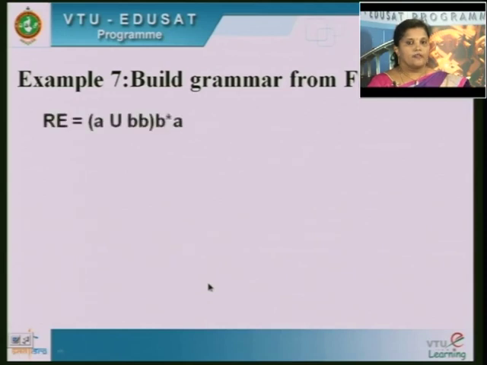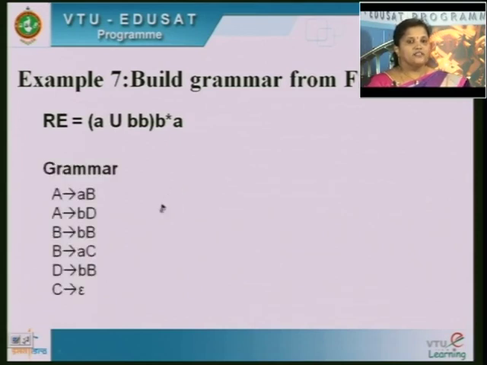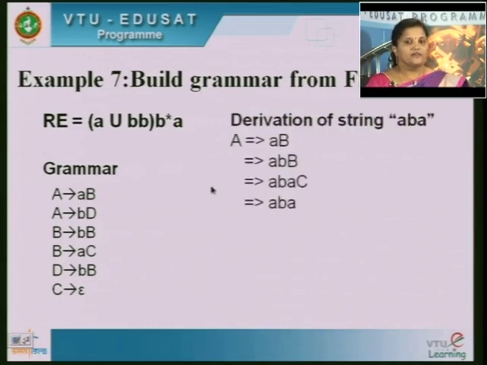Next, A union BB B star A. So, the same thing, A derives, building grammar from the FSM. Okay. So, now we will derive the string. We know this was the previous regular expression. So, you take any string which belongs to this regular expression. Here I have taken ABA, here A followed by B A. So, you can derive this string using the rules of the grammar.